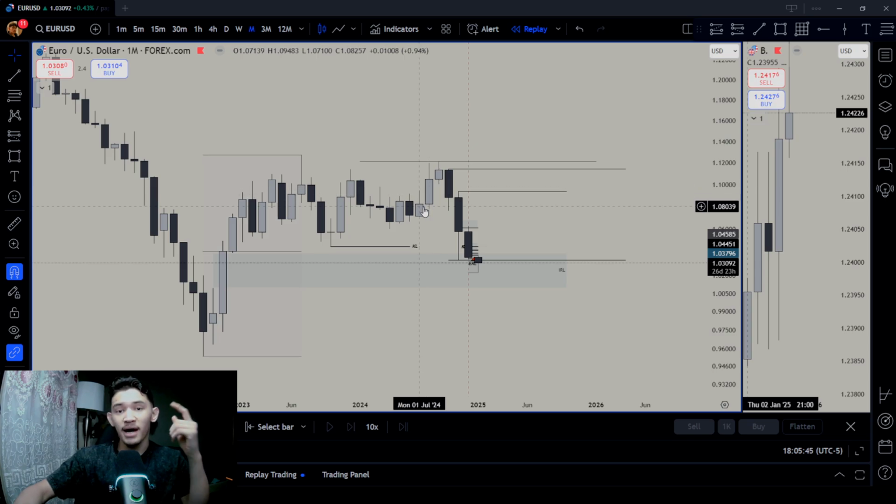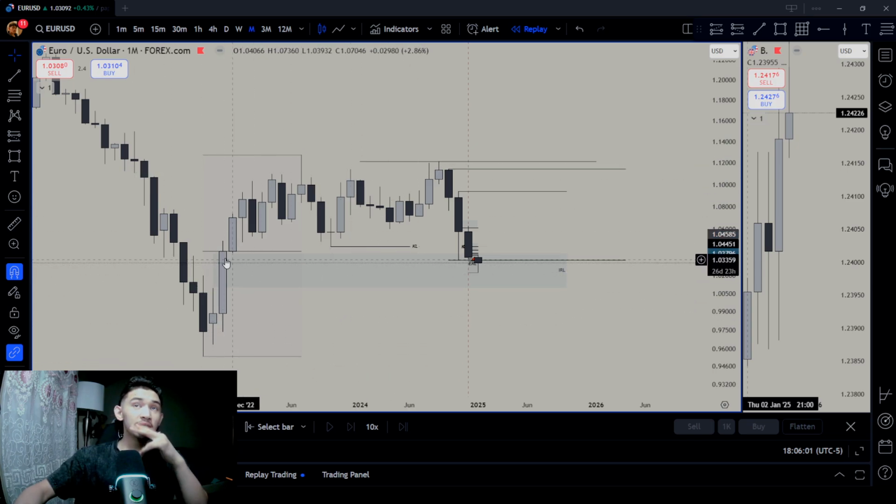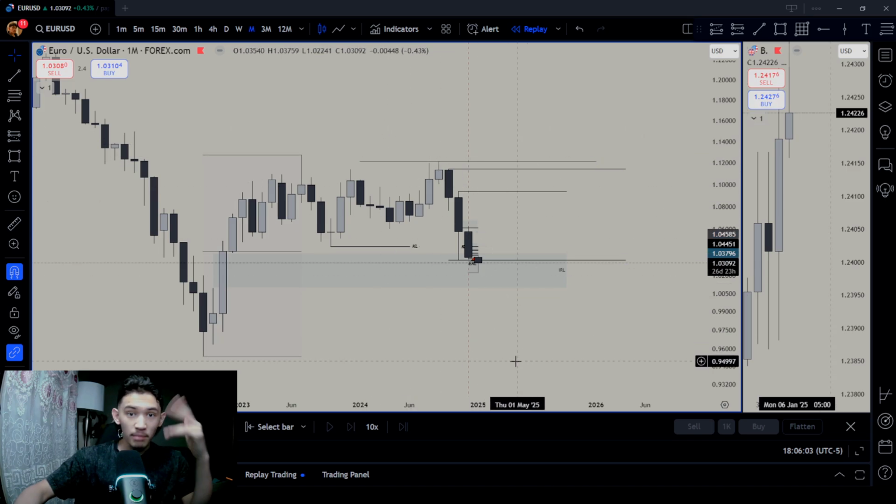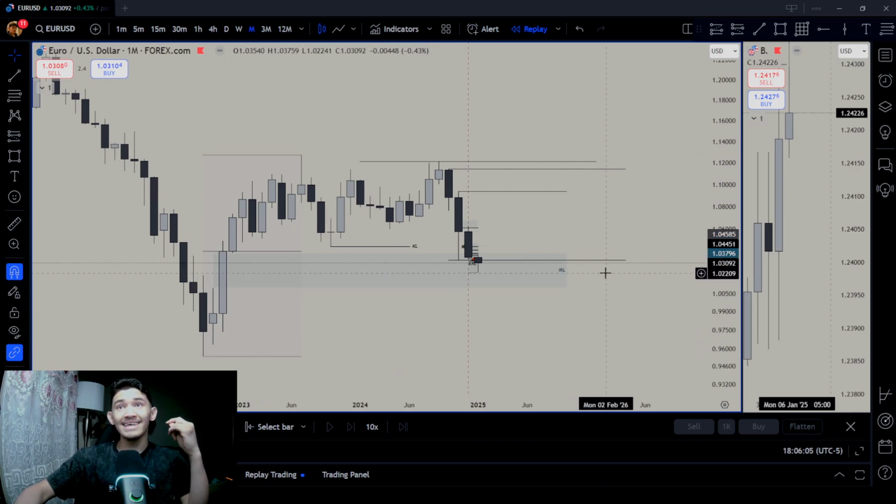Do you want to buy in premium, or do you want to sell in premium? You can see the market went from a monthly ERL to IRL, which is from premium to discount. That makes way more sense. From here, from discount to premium, makes way more sense. So we're going from a monthly IRL to ERL.